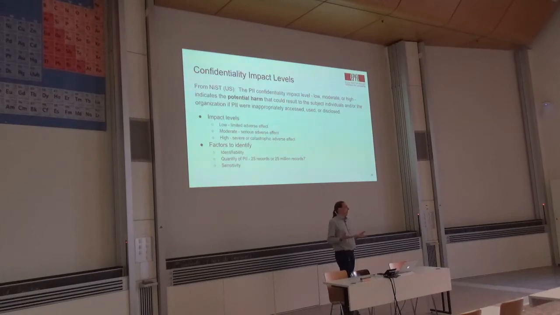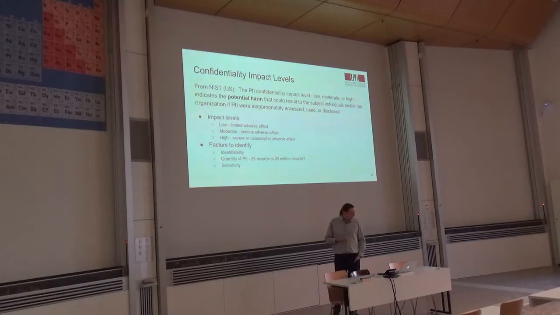Meaning, what does it mean? What's the perceived likely potential adverse effects if the information is released or disclosed to the wrong person? So low meaning limited adverse effect, moderate or high, severe or catastrophic adverse effects. But of course, that's only one of the dimensions that's relevant, besides how bad it is if there's an unauthorized disclosure.